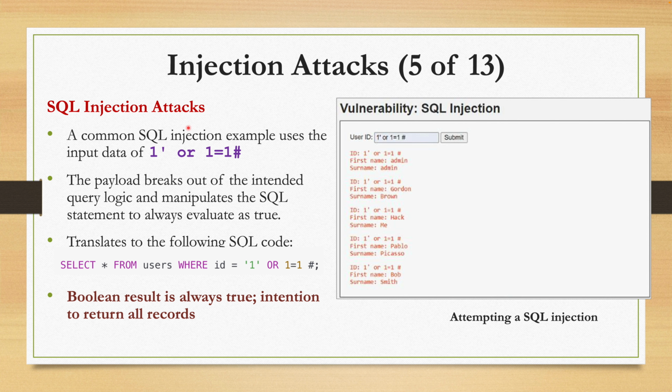One of the simple examples: if we enter this code right here, which is a single quote, or 1=1, hash, that's a common SQL injection example. The payload you see right here breaks out of the intended query logic and manipulates the SQL statement to always evaluate as true. Let's break it down. The single quote or 1=1 part makes the condition always true.